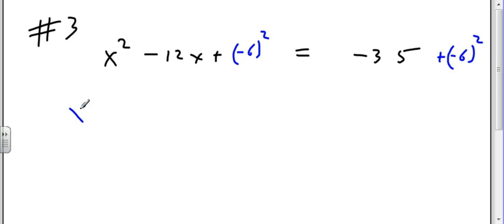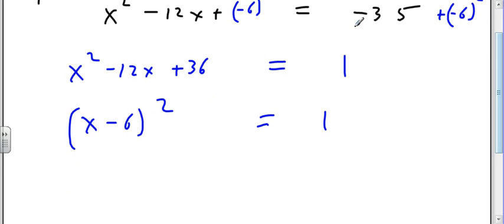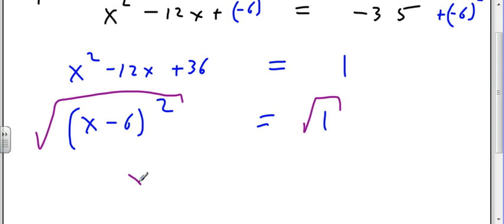So now I've got x squared minus 12x plus 36 is equal to 1. Yeah, 36 minus 35 would be a 1. This becomes x minus 6 squared is equal to 1. I take the square root of both sides.